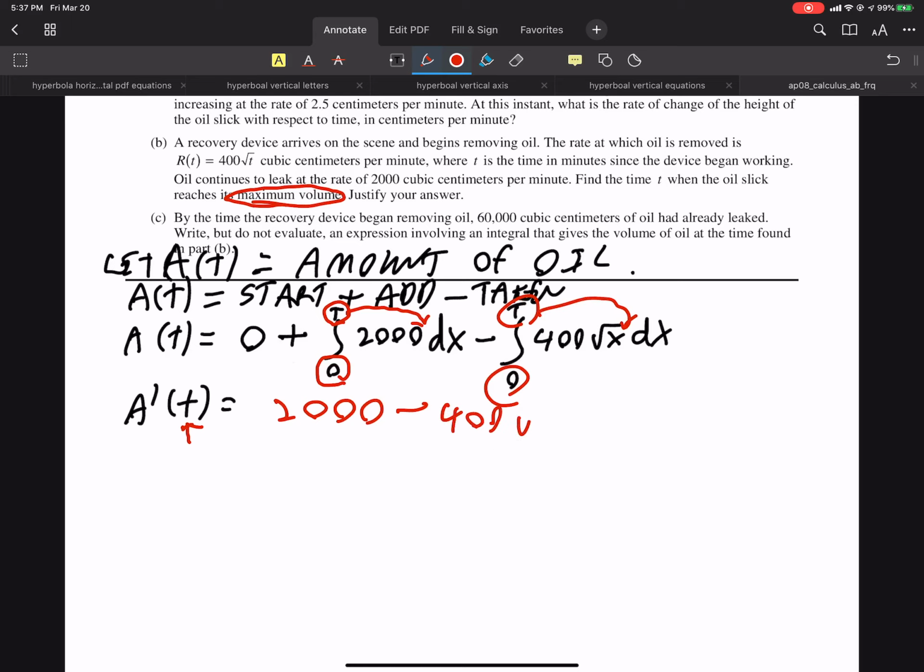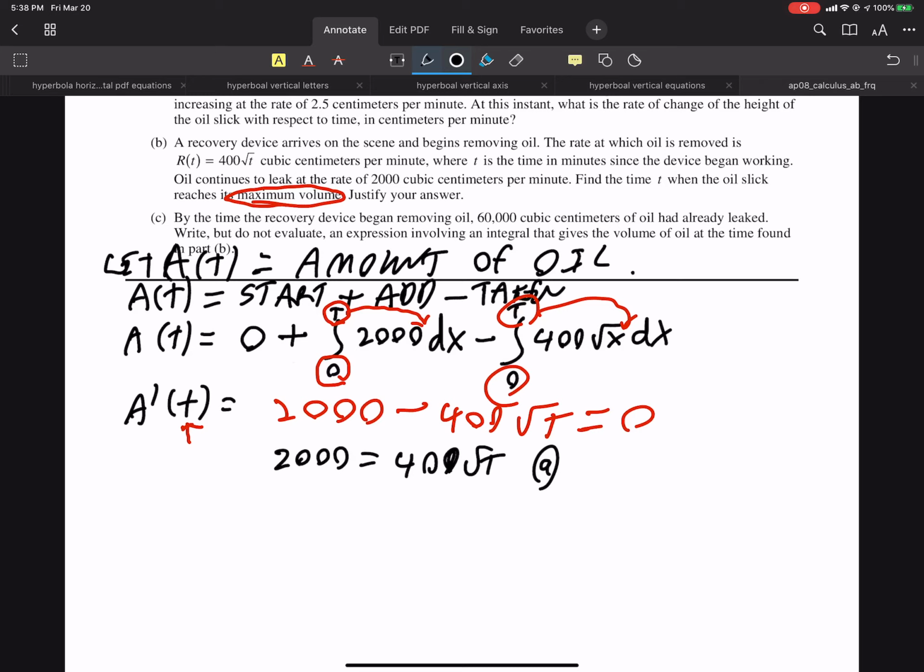That's going to be 400 radical t, and we want to know when that's 0, so we pop that in our calculator. You can either put that function in for y1, or we can add 400 radical t to both sides, and we get 2,000 equals 400 radical t. And on our calculator, we graph those two things. And if we do that, it comes out to 25 nicely. Let me see. I find that hard to believe.